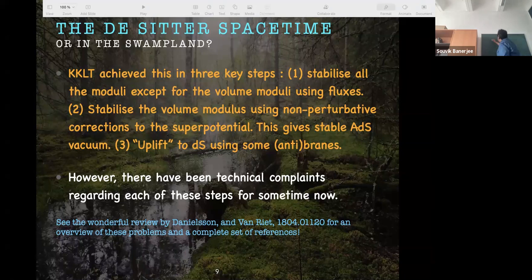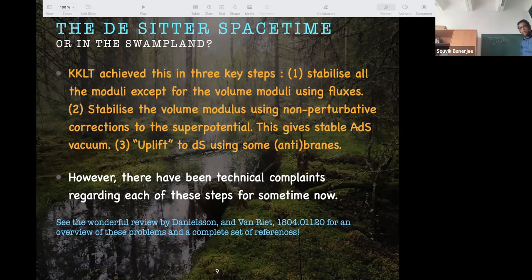So let me give an example. This is from this book by Baumann and McAllister. Okay, this is what moduli stabilization is. So let us start with a very simple action, which is 1 over 2 kappa 10 squared, integral d10x e to the power minus 2 phi square root of minus g10.